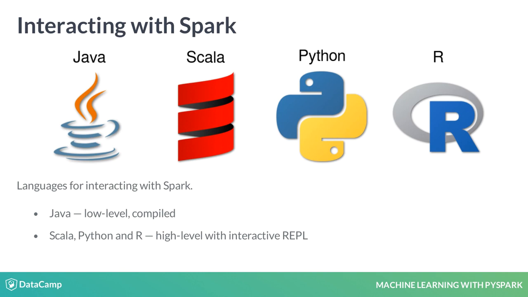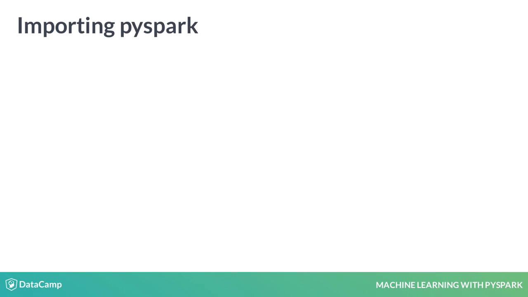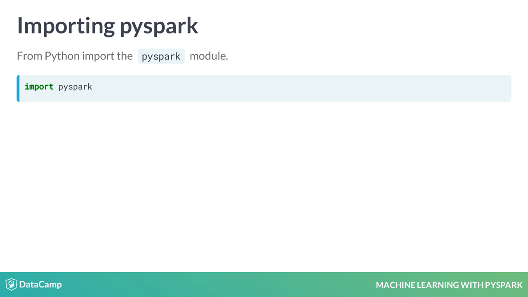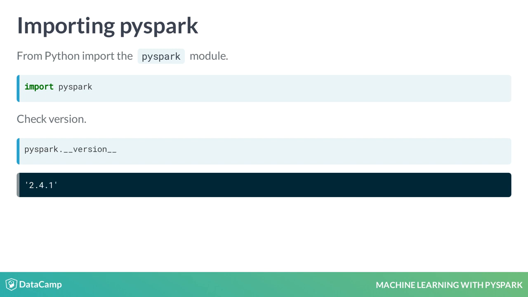You'll be using Python. Python doesn't talk natively to Spark, so we'll kick off by importing the PySpark module, which makes Spark functionality available in the Python interpreter. Spark is under vigorous development. Because the interface is evolving, it's important to know what version you're working with. We'll be using version 2.4.1, which was released in March 2019.